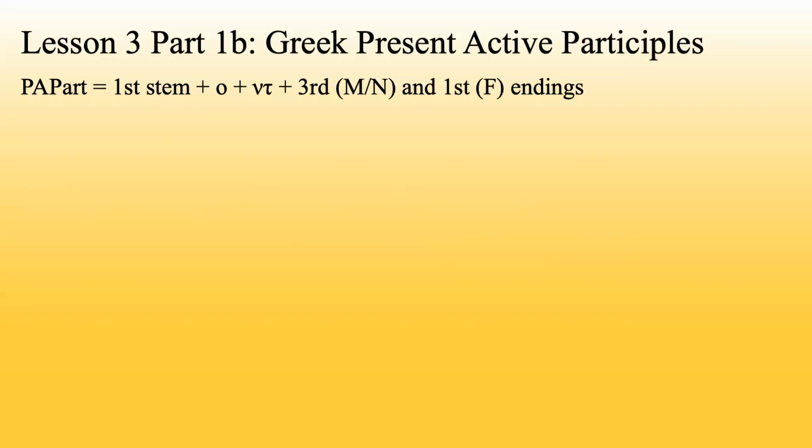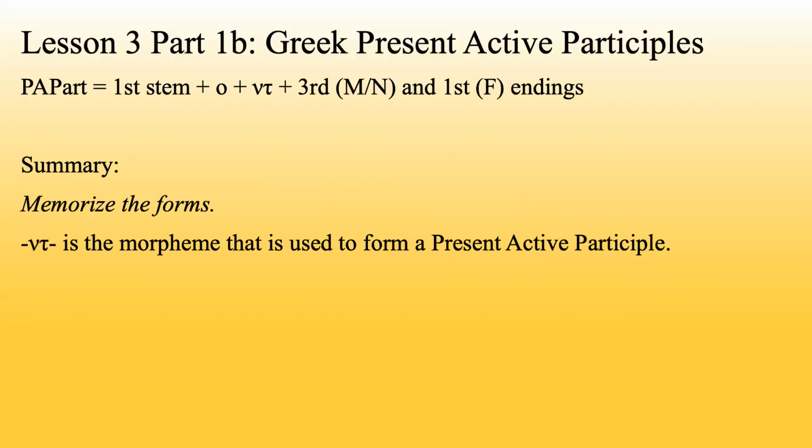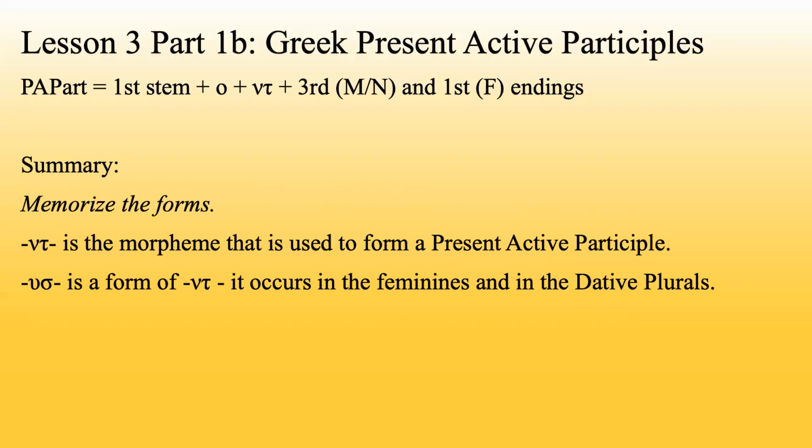Then we have the nu tau. Then we have the endings. If it's masculine or neuter, we're taking third declension endings. If it's feminine, we're taking first declension endings. Get that firmly entrenched in your mind. That's going to be important. Summary: memorize the forms. Nu tau is the morpheme that is used to form a present active participle. Upsilon sigma is a form of nu tau. It occurs in the feminines and in the dative plurals.